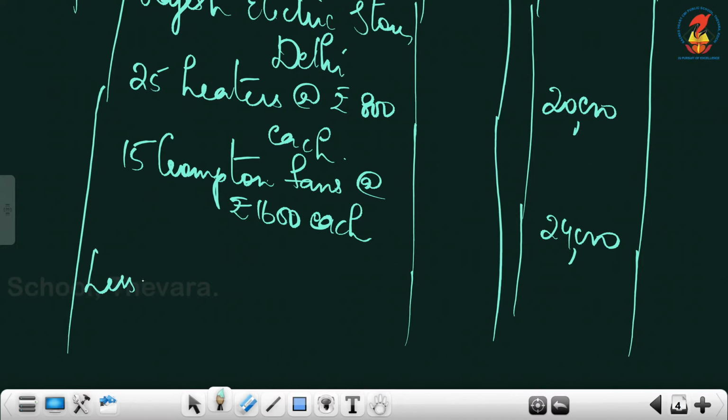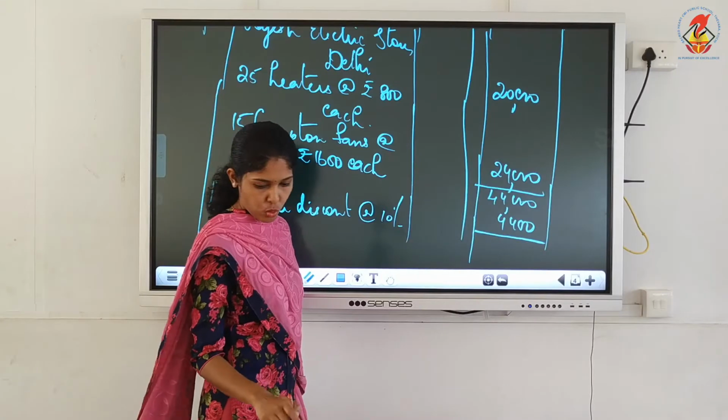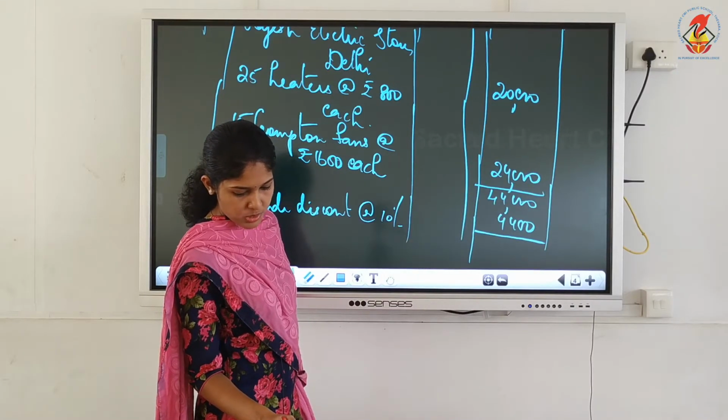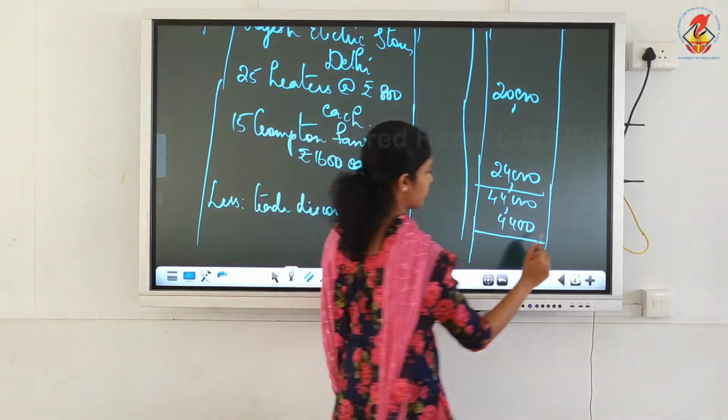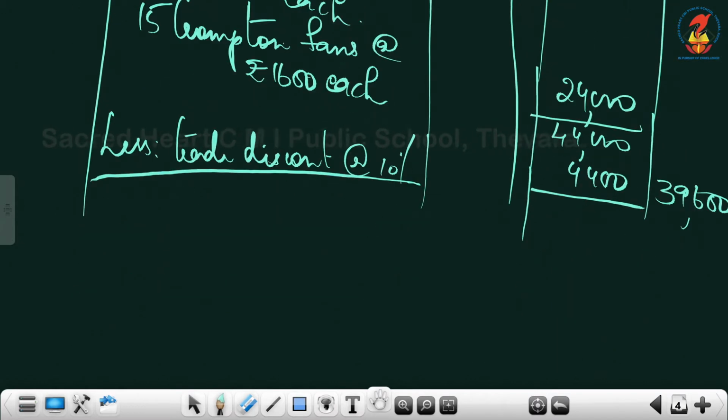Then we'll write less. Okay, before that you just add these figures, that is 44,000 less trade discount at the rate of 10%. Compute trade discount, that is just cut one zero and write. So less 4,400. You can write the figure 39,600. Here also you have to draw a line in particulars column.